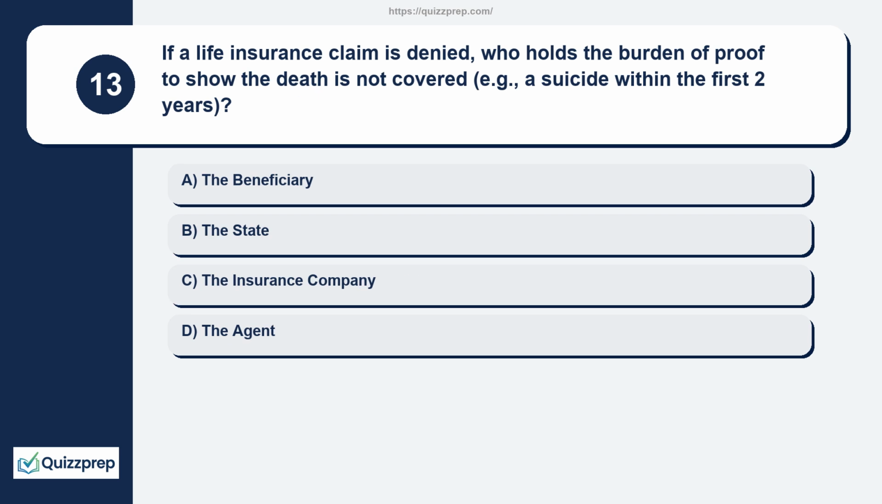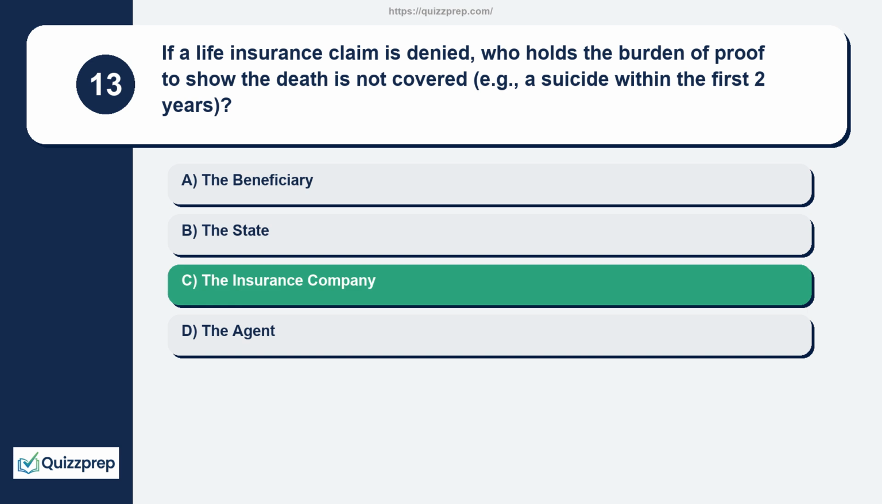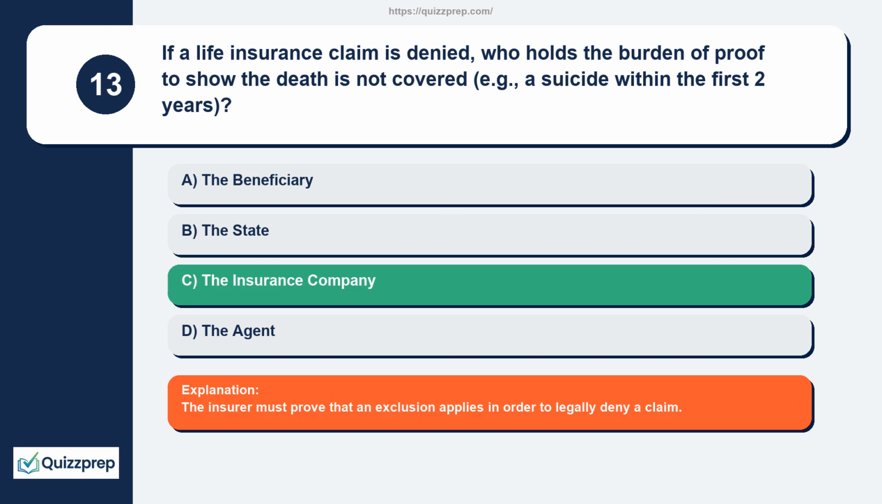Question 13. If a life insurance claim is denied, who holds the burden of proof to show the death is not covered, for example a suicide within the first 2 years? The beneficiary, the state, the insurance company, the agent. The insurer must prove that an exclusion applies in order to legally deny a claim.